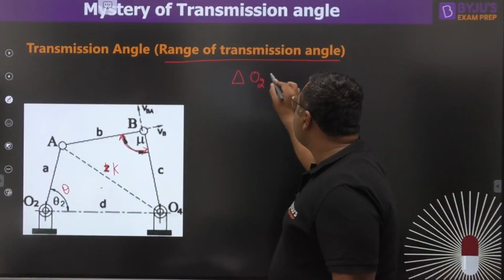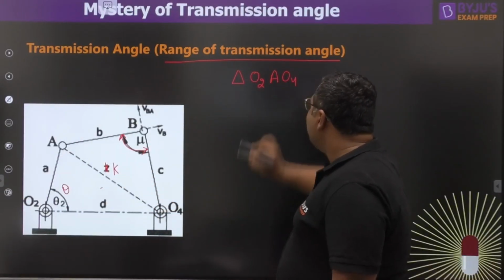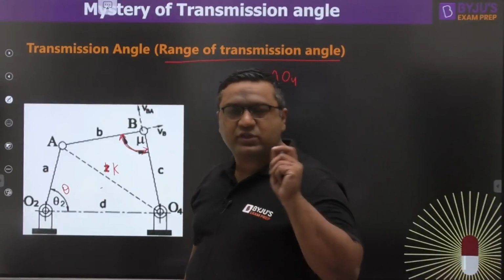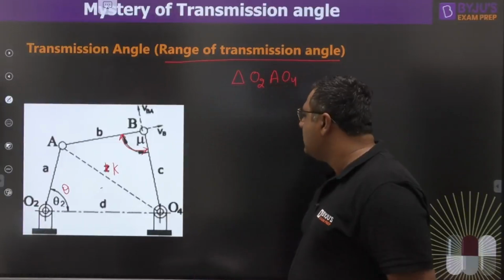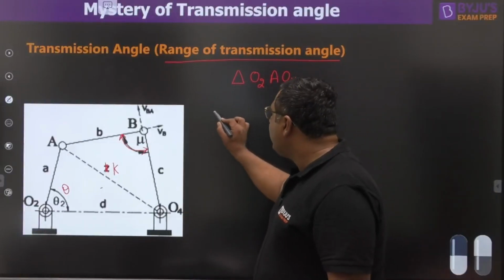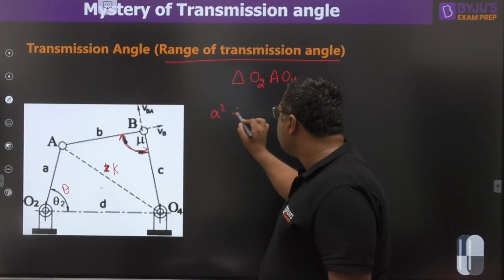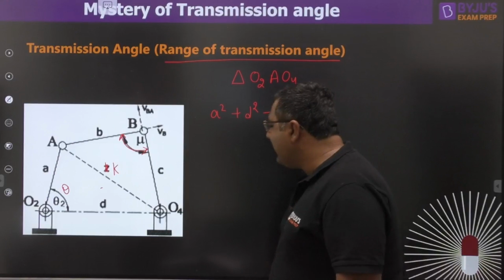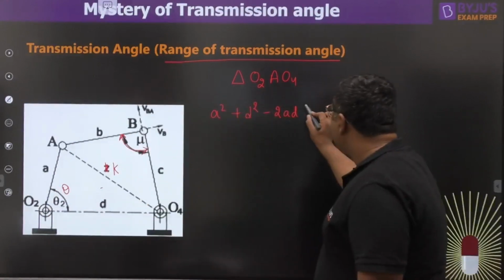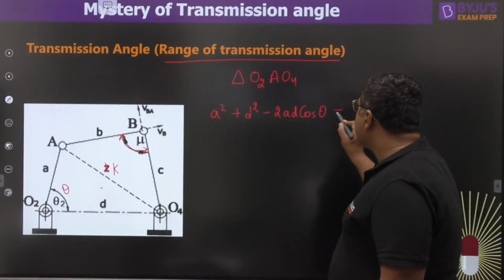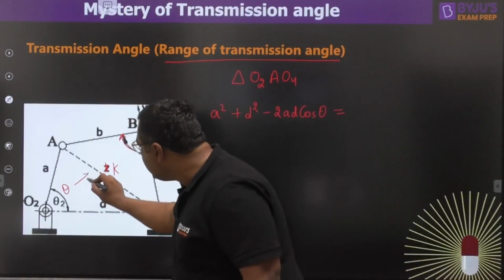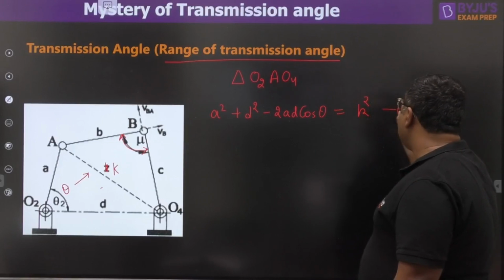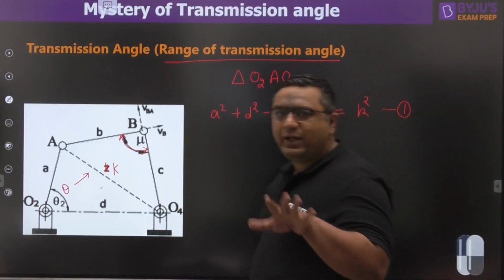The triangle O2AO4. If we take this triangle, everybody would be aware of the cosine rule. You have studied it in trigonometry in class 11th, so you must be aware of that. We can write A square plus D square minus 2AD cos theta, the angle between these two being theta, is equal to the side in front of this angle, which is K. It is K square. This is equation 1. We have written it from triangle O2AO4.